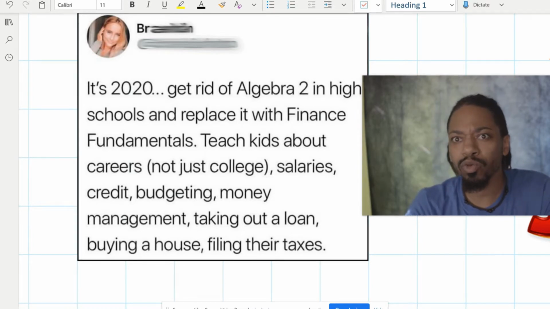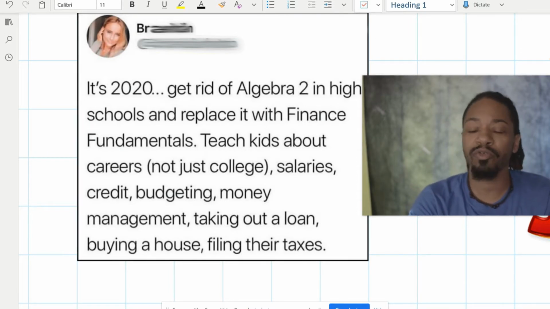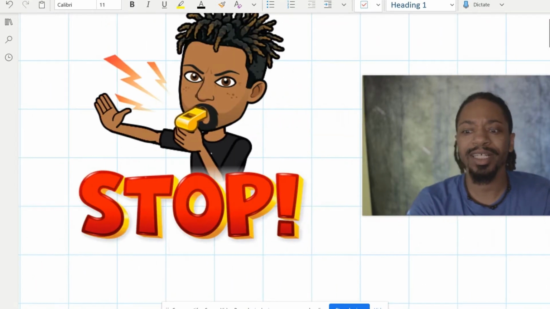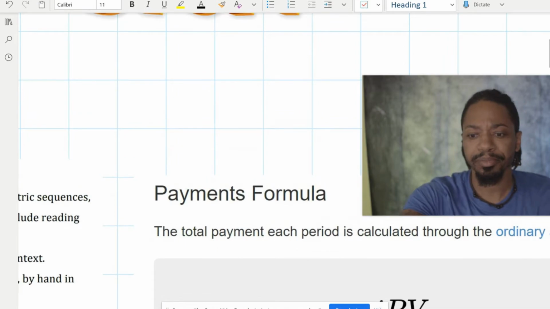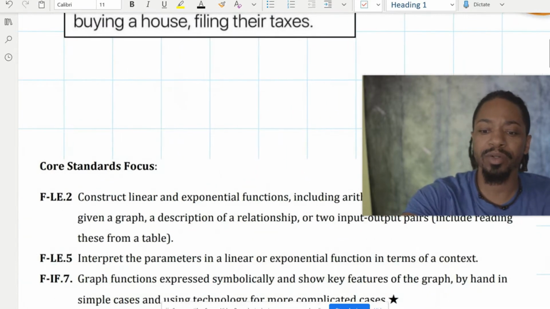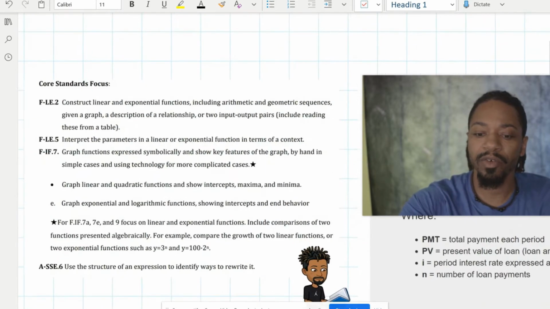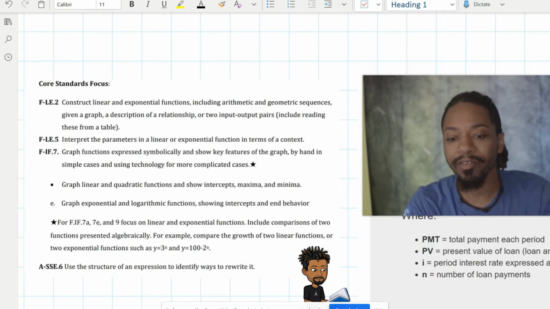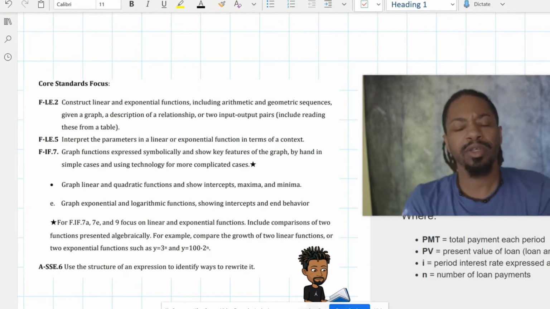So I'm going to take you through a problem that I would give to a high school class of juniors. So before we get rid of a whole class, let's just stop and let's take a look at the standards. So if we look at the Common Core standards, we're going to look at 4 standards today. We're going to look at FLE2, FLE5, FIF7, and ASSE6.